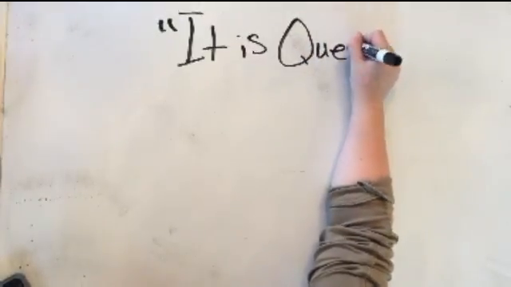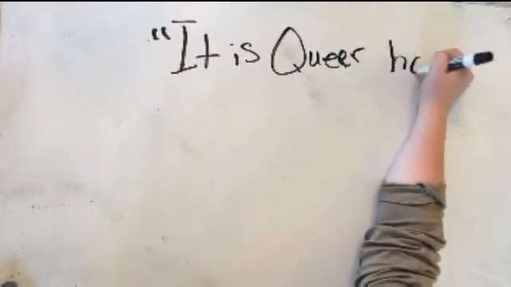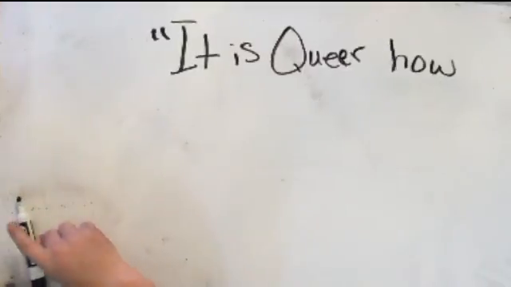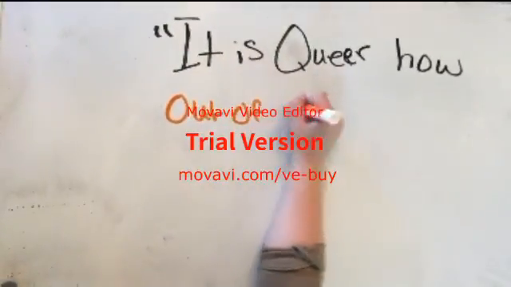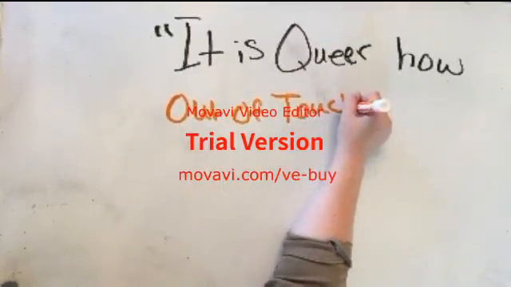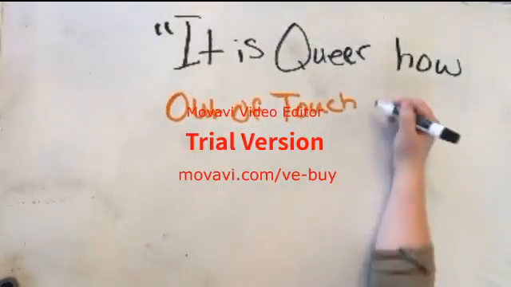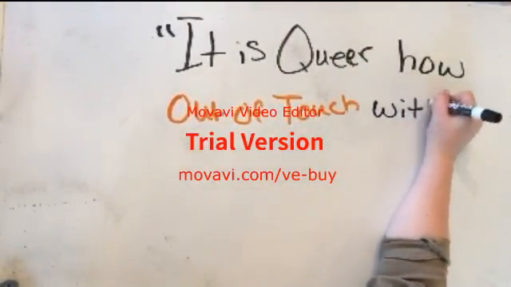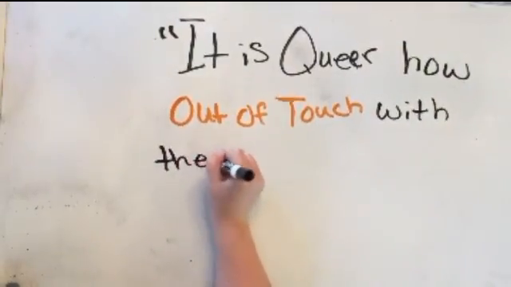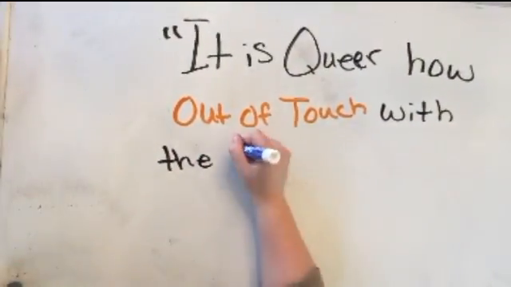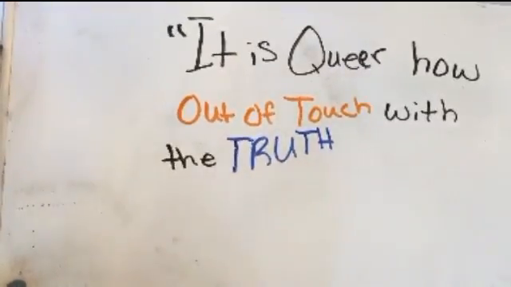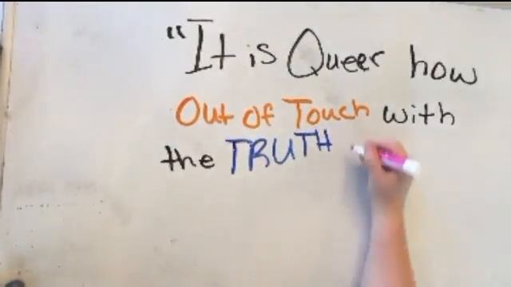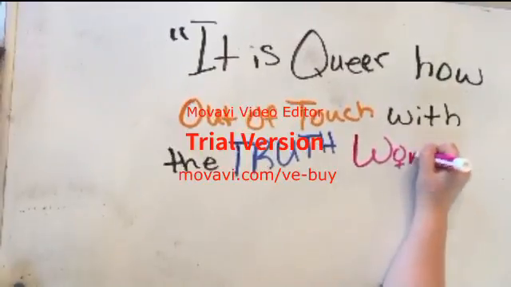A recurring idea for Marlowe is that women are ignorant of the true horrors of what goes on in the world, whether what goes on in the Congo or what truly goes on in Western society. He seems to think that women live in a modified version of the truth of their own creation. He says in part 2, it is queer how out of touch with the truth women are.